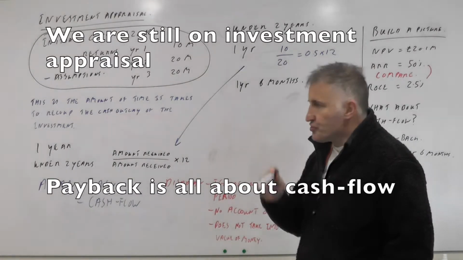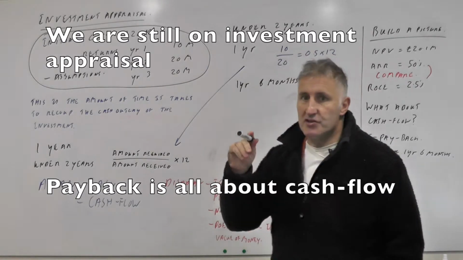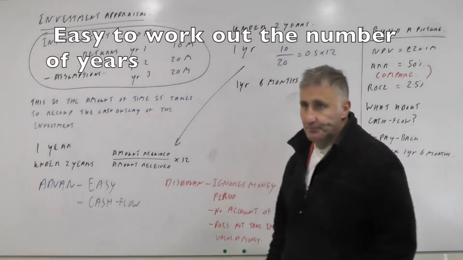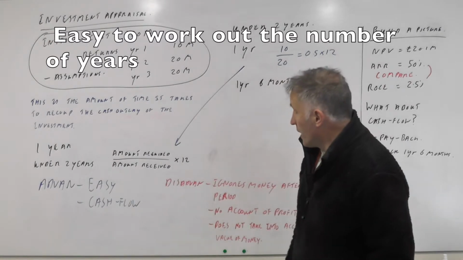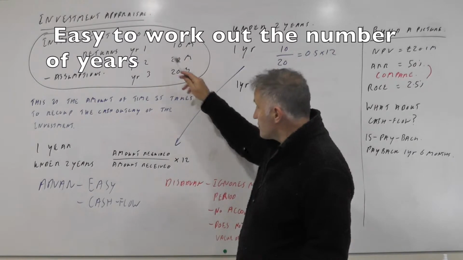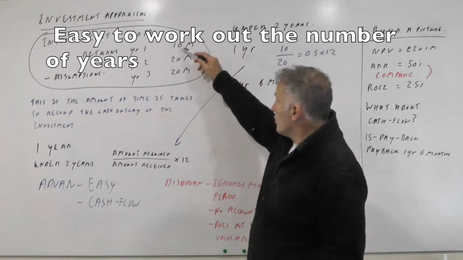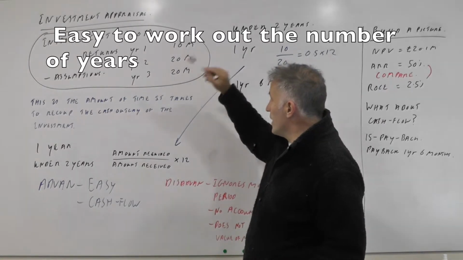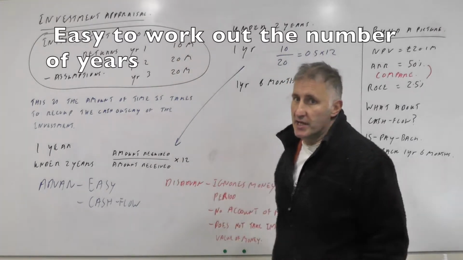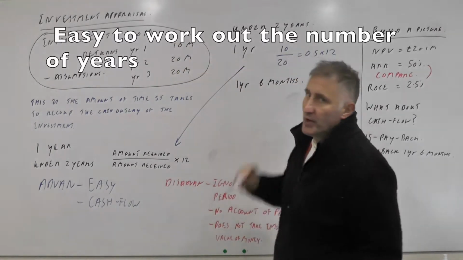Now payback, what does it show? It shows the amount of time it takes to recoup the cash outlay of the investment. So it's pretty obvious on this one that it's going to take us 1 year, 6 months to pay back 20 million, because in the first year we get 10 million and by the end of the second year we've got 30 million. So it's clearly under 2 years, and we need another 10 million in the second year, and overall we get 20 million.